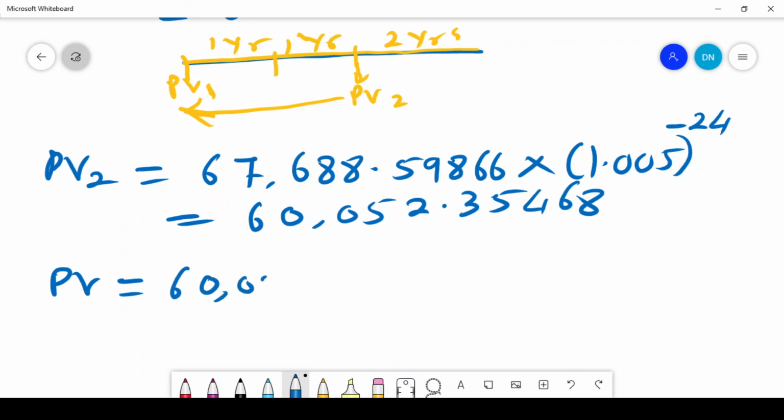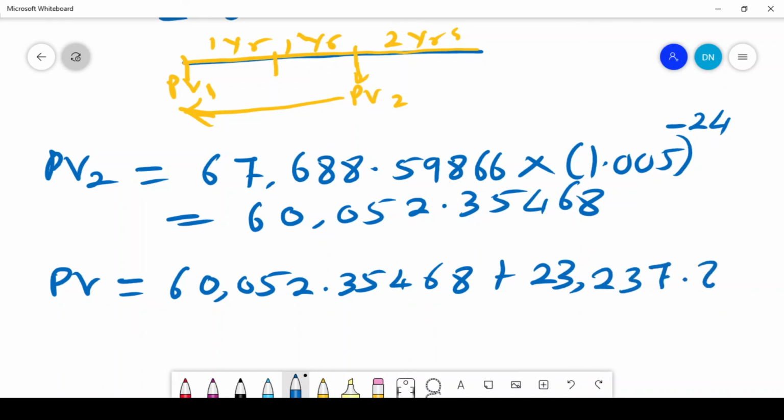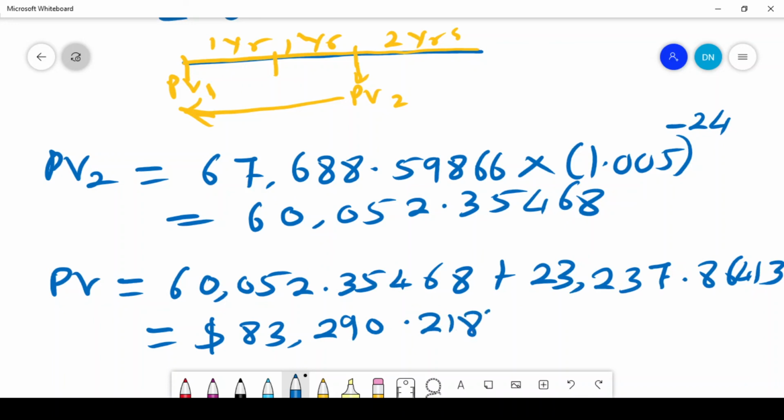So combining those two together to be able to get the present value, the present value is given by: I'll start with the one that I have next to me, and then I'll add to the previous one, which was 23,237.86413. And if I do the sum of that, I'll get 83,290 plus 0.21881. And that will give us the answer to that problem that we had at the beginning.